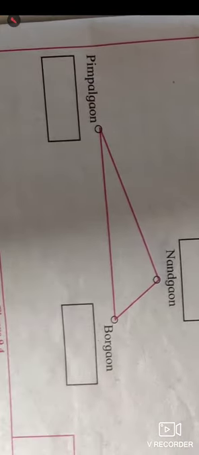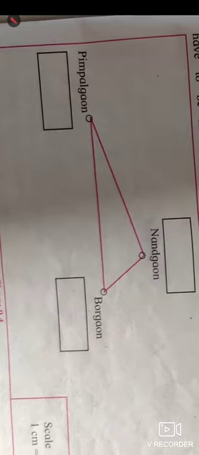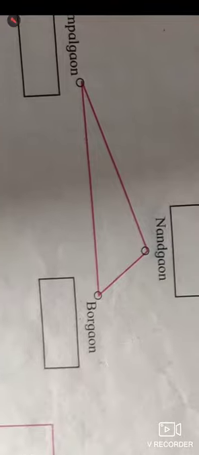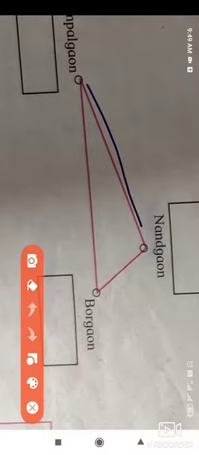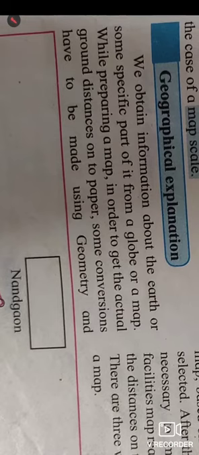Look at this second graph. There we have three villages having a different distance from each other, like this and this. Nandagaon, Pimpalgaon and Borgaon.